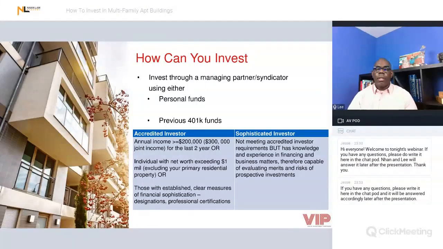it is either a 506B or a 506C. If it's a 506C, you have to verify the investors that are coming in. The difference from the 506B is that a 506B is only amongst private individuals, right?